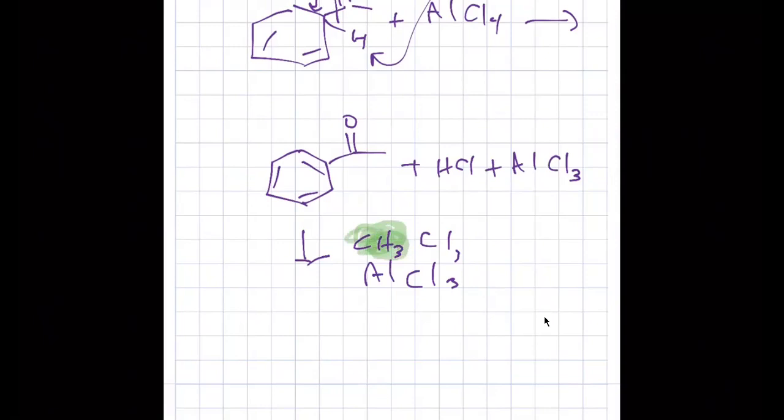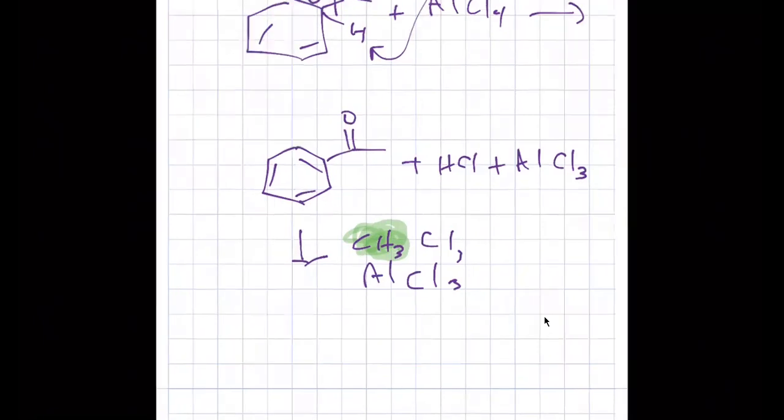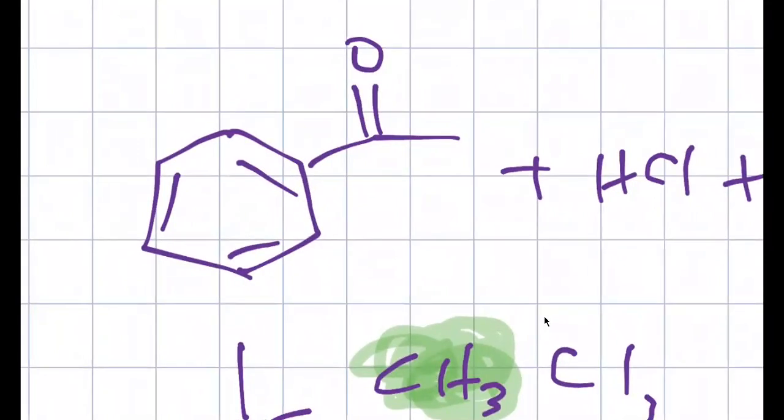Is it ortho and para again? Or what types of groups or substituents cause ortho-para direction? Donors. And is this a donor? The carbonyl group? No, carbonyl acceptors. Think about it. The carbonyl carbon is partially positive, right? And there's a big dipole between the carbonyl carbon and the oxygen. So this is an acceptor.